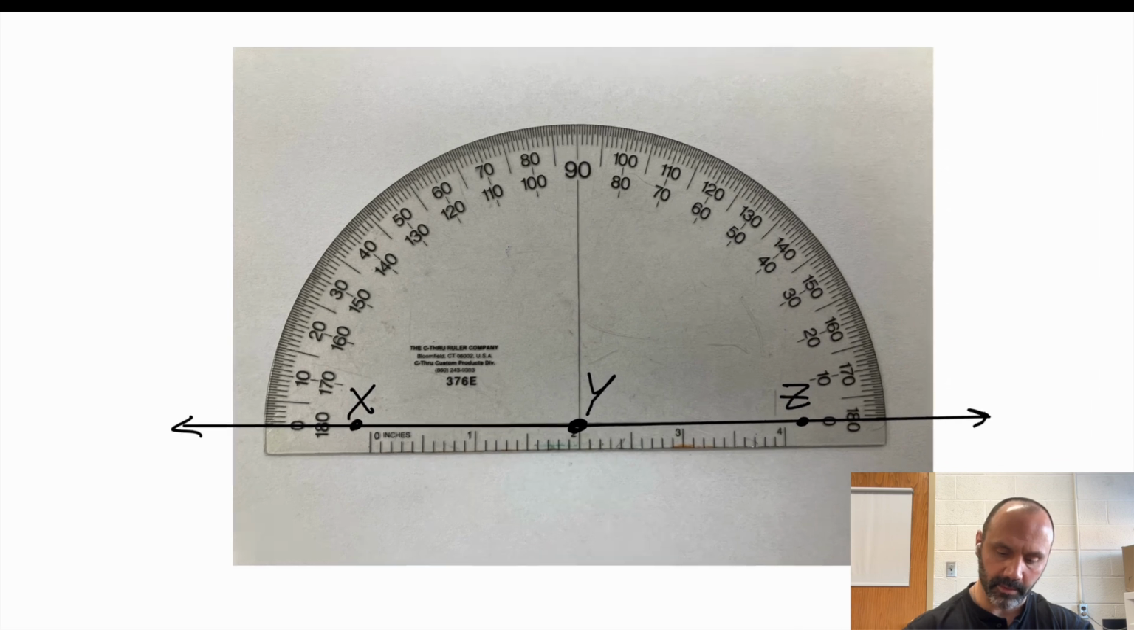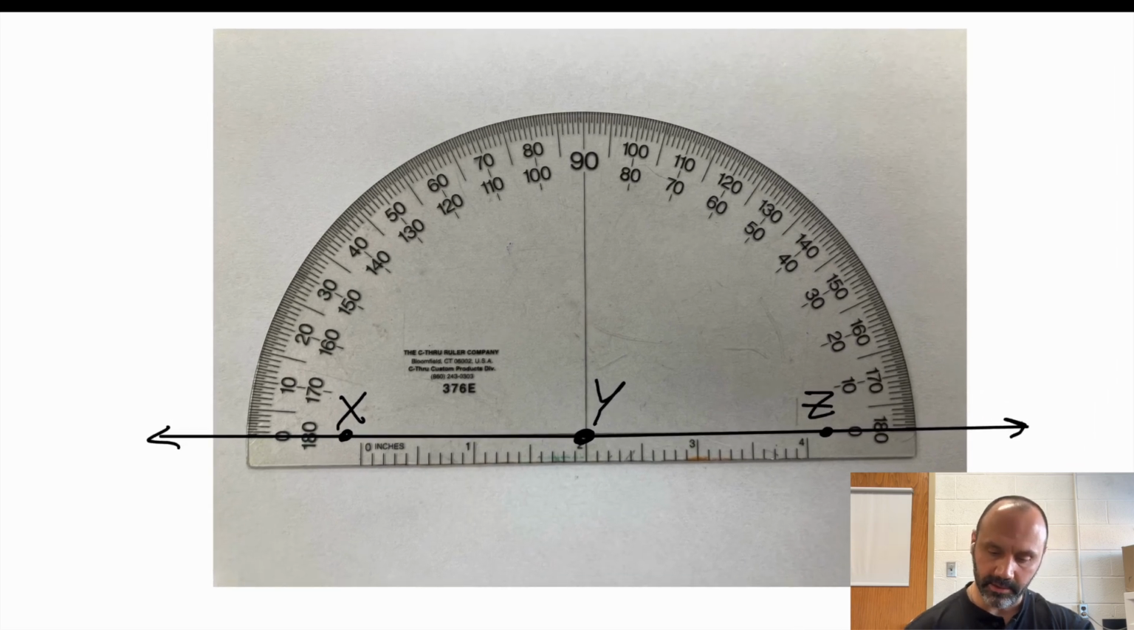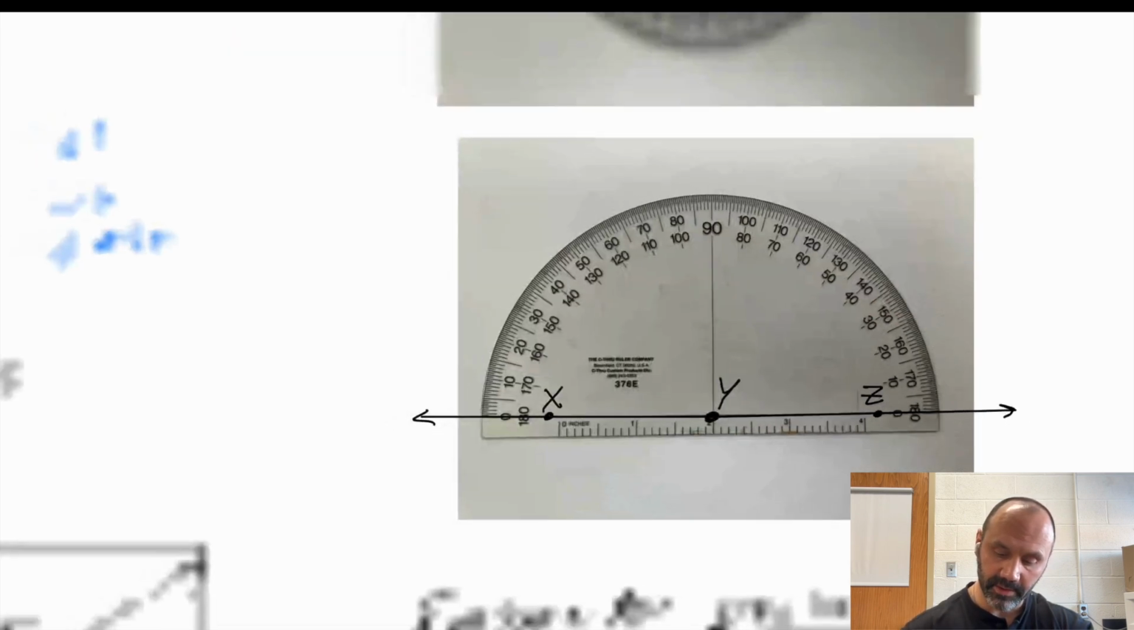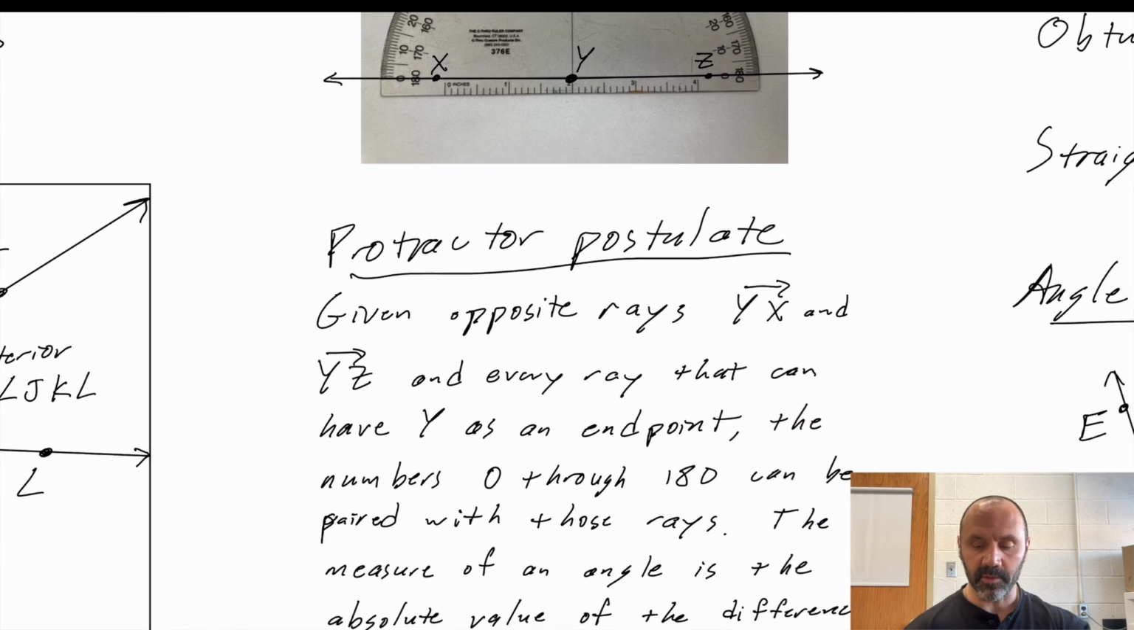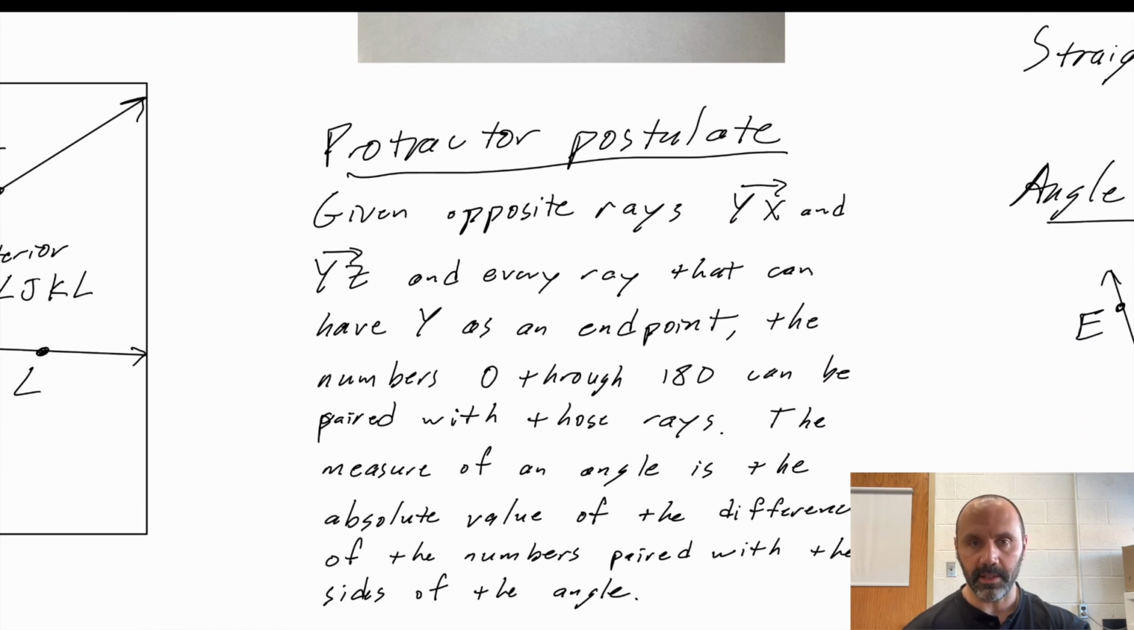Here's another one, very common to see this kind. You'll notice we've got 0 to 180 on the inside, and then on the outside, this one goes from 180 all the way to 0. This is in case you wanted to measure from one side or the other. The way you would use this, you'd put the vertex here in the middle, and then you'd line up one of the rays with 0, and then you look to see where the other side lands. And so this brings us to the protractor postulate, which basically tells us that we can measure angles.